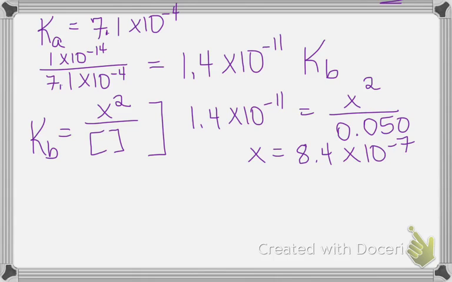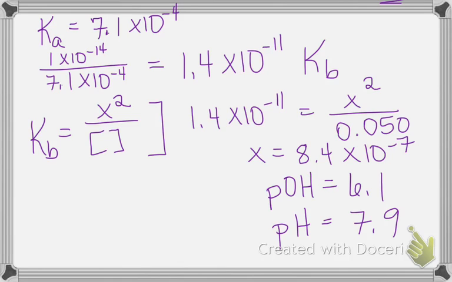If that's the concentration of the hydroxide, then I take the negative log of that, and I'll have a pOH equal to 6.1. And then 14 minus that gives me a pH of 7.9.